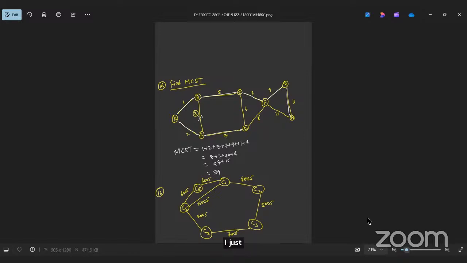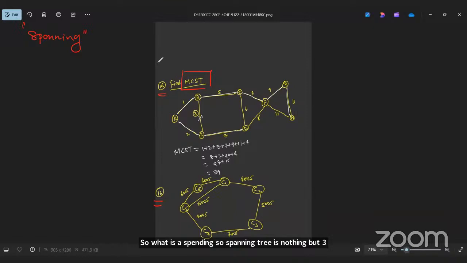Okay. So now here there are two questions, question number 15 and 16. And here we have to find out the minimal cost spanning tree. So what is a spanning tree? A spanning tree is nothing but a tree in a graph which will cover all the vertices. Right? It's known to be a spanning tree.